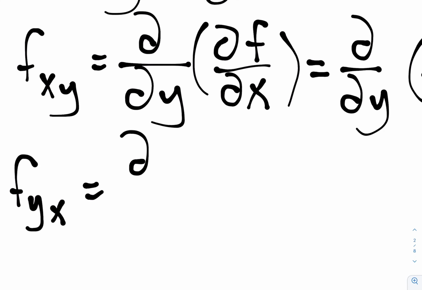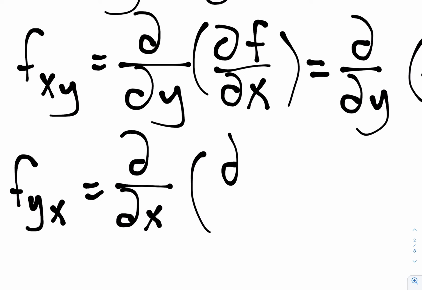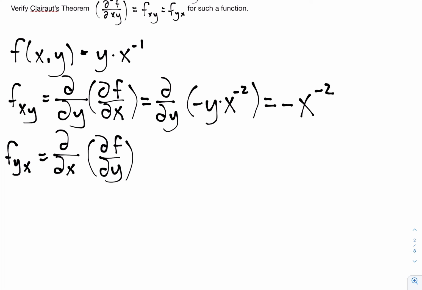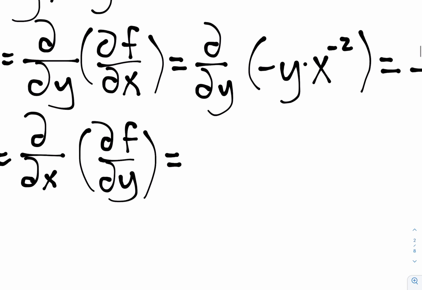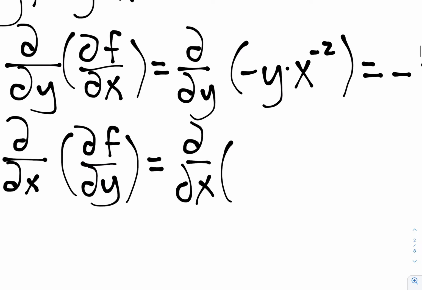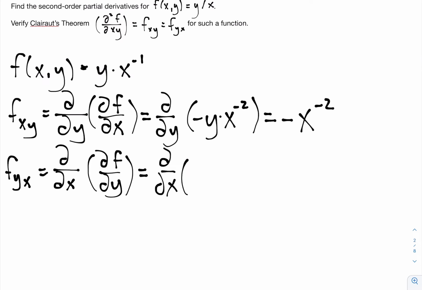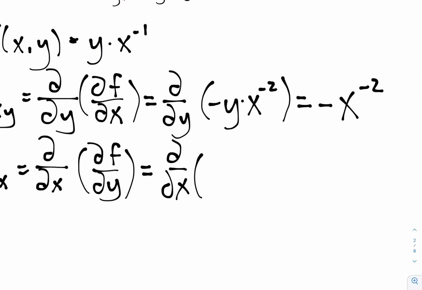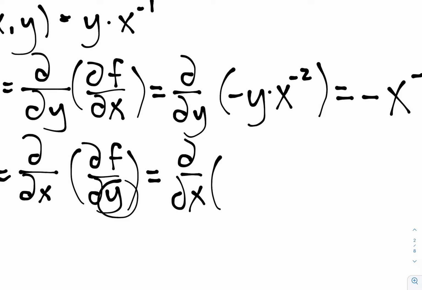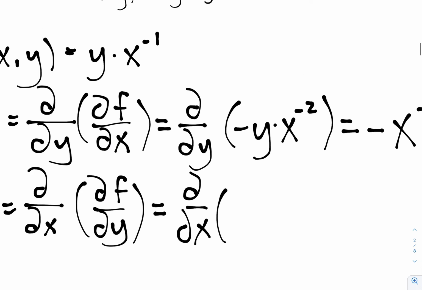Okay, so this time we're doing the partial of partial f over partial y by partial x. So what's partial f over partial y? Well, last time we did partial f over partial x, and when we did that, we just left everything that wasn't an x constant. In this case, we're doing the same thing, except our variable is y.